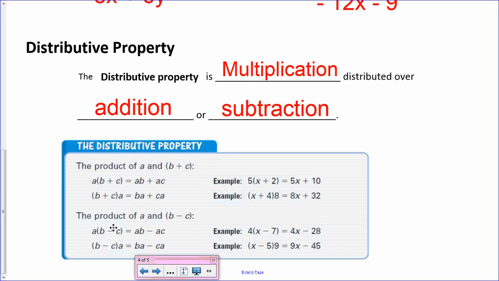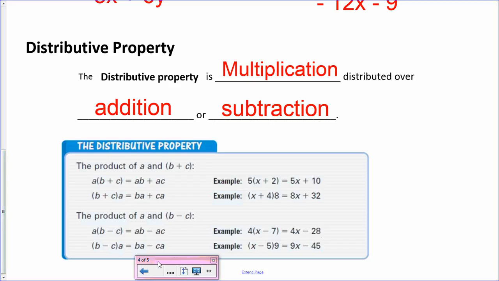It also works with the minus sign. Okay? The subtraction. So A gets multiplied with the B. Remember, this minus sign is really plus a negative C. So that A gets multiplied by a negative C. Okay? So like here, for real numbers, 4 got multiplied with the X, giving you 4X. 4 gets multiplied with the negative 7. We get negative 28. Okay?